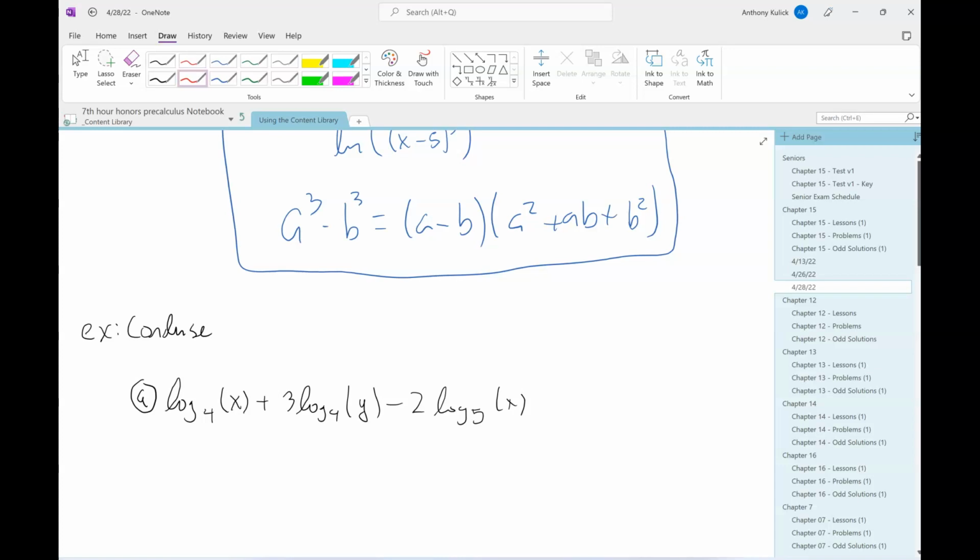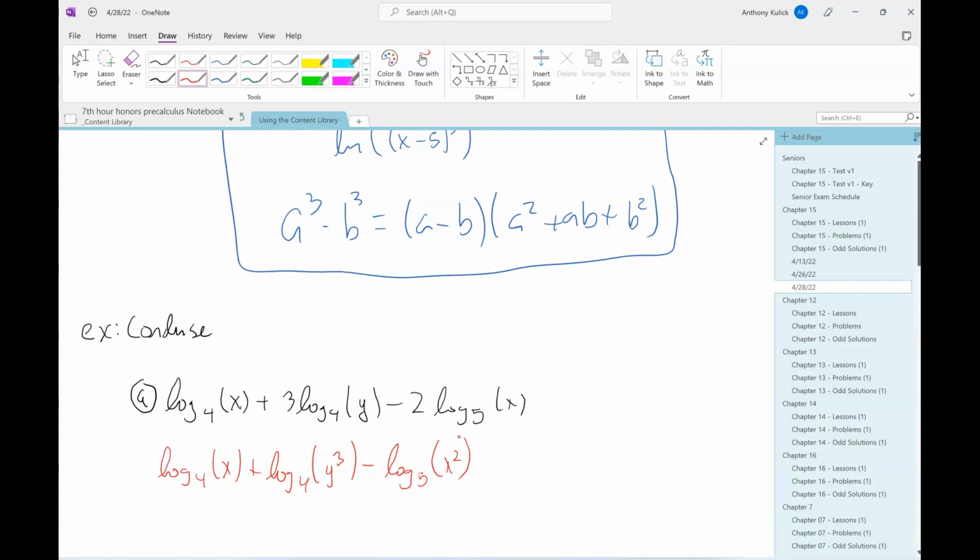Okay, condensing, first thing we do is look for powers. Do you see any power properties? Yeah, how many? 2. On which logs? The second and third one. Yep. So we could write it like that. Everybody feel good with that?